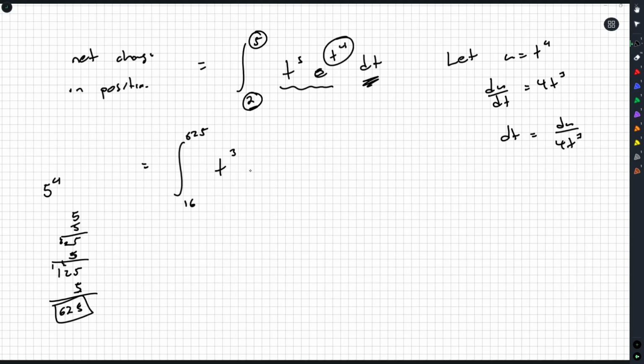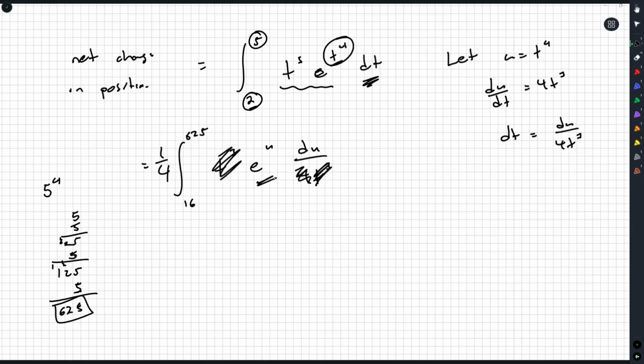We got t cubed, but then this turns into a u, so e to the u. Alternatively, by the way, you don't have to change the bounds. If you ignore the bounds, get an antiderivative, and then switch it back in terms of t. That's also a perfectly valid strategy. But dt is du over 4t cubed. So the t cubes go away. We can bring out the 1 over 4.